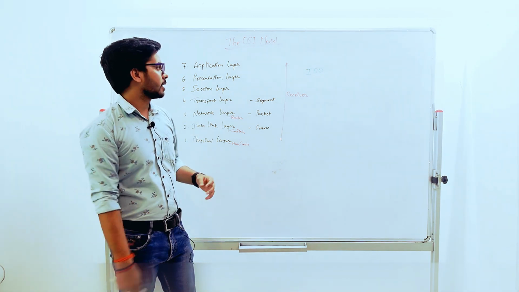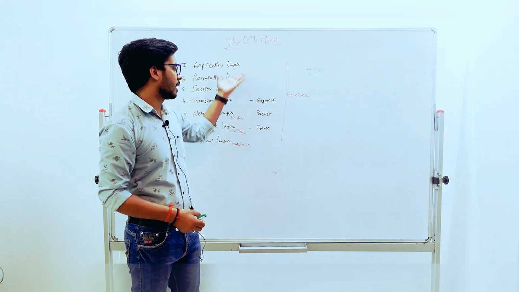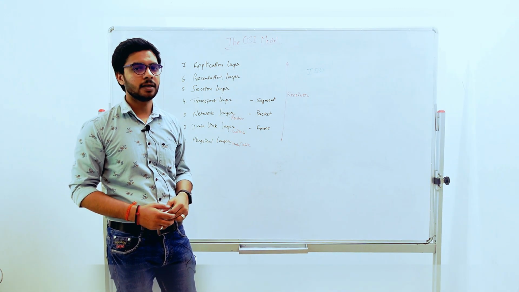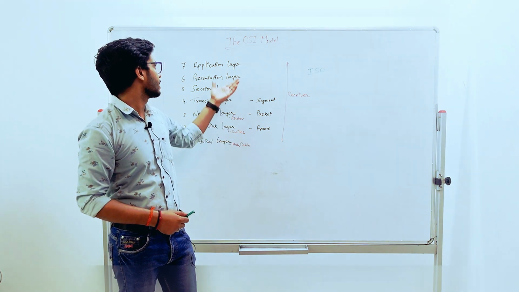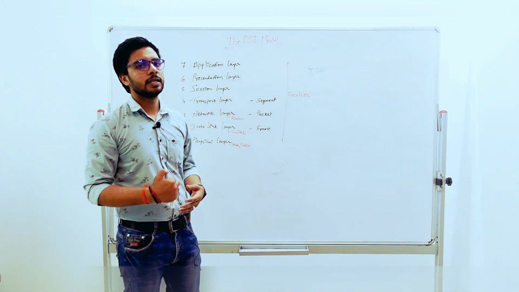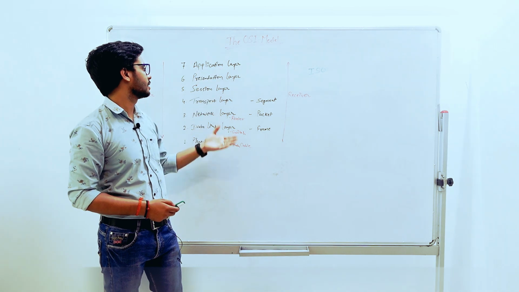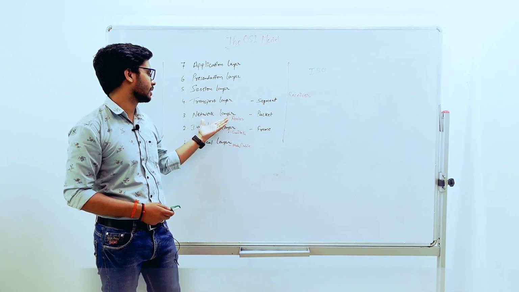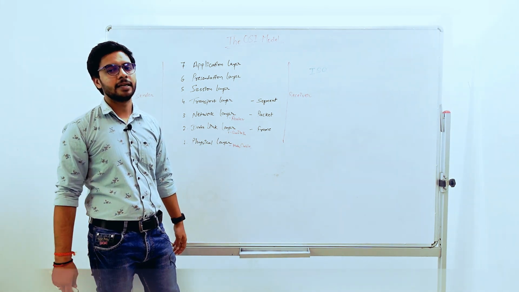In the OSI model, they explained how network communication is going to take place. They divided the entire network communication process into 7 layers. If we name the layers, we have the application layer, the presentation layer, then session, transport, network, data link, and physical. So these are the layers we have.